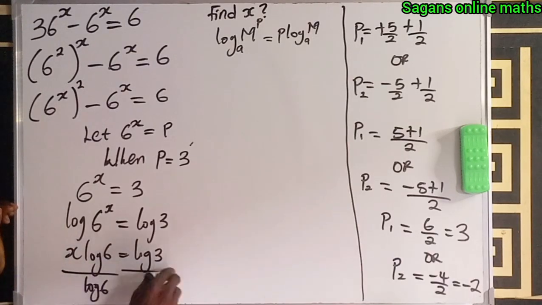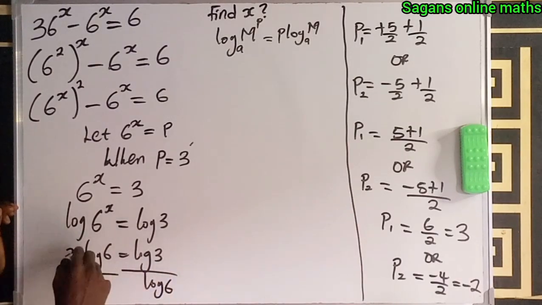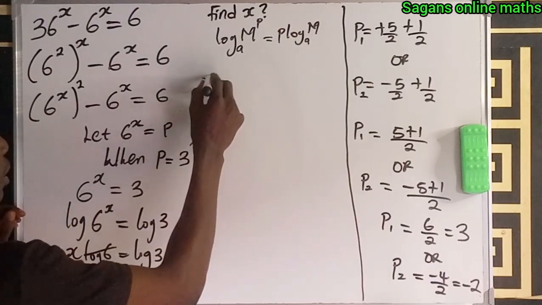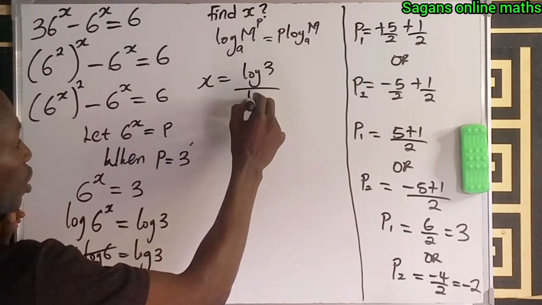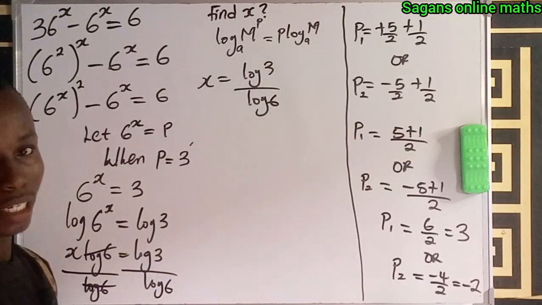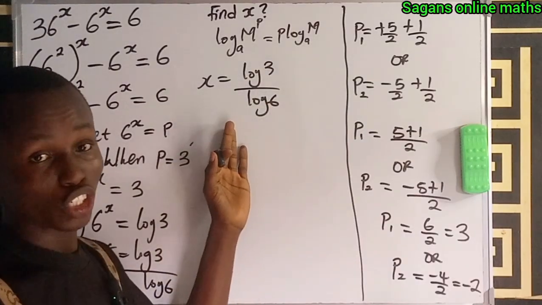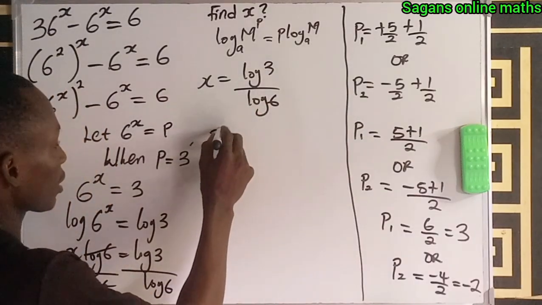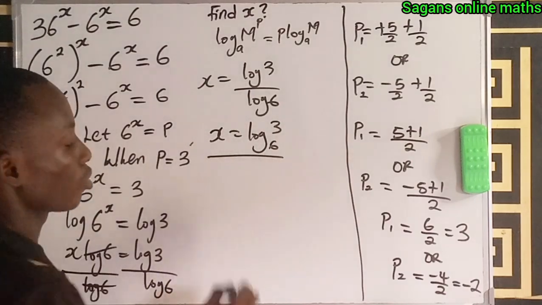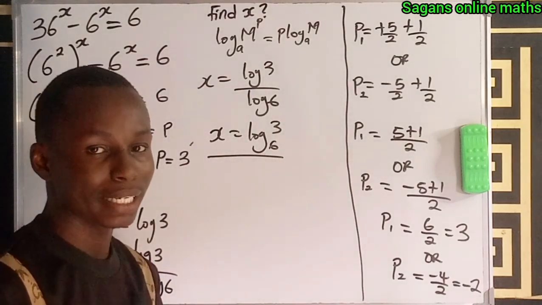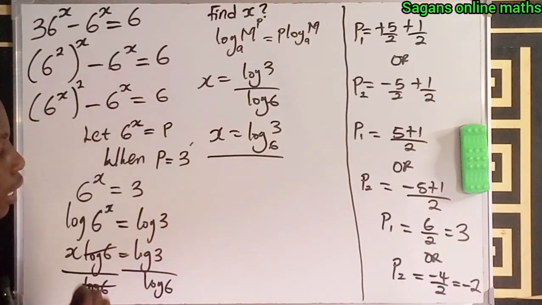Since we are looking for x, let's divide both sides by log 6. This will cancel out this, and we see that x is equal to log 3 divided by log 6. This is the value of x. But we can also write x as log 3 base 6. This is the value of x when P is equal to 3. Now let's see when P is equal to minus 2.